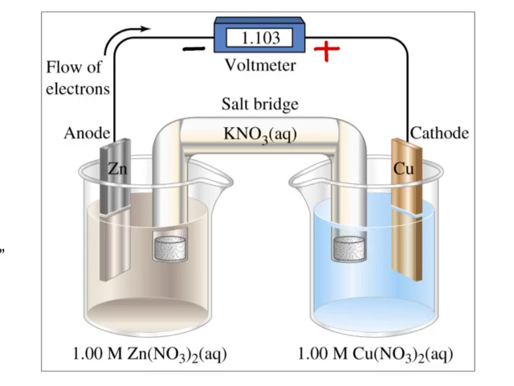The copper metal in the beaker on the right has a higher affinity for electrons than the zinc does. It's this difference in affinity for electrons that drives the electrochemical cell and creates this spontaneous current.